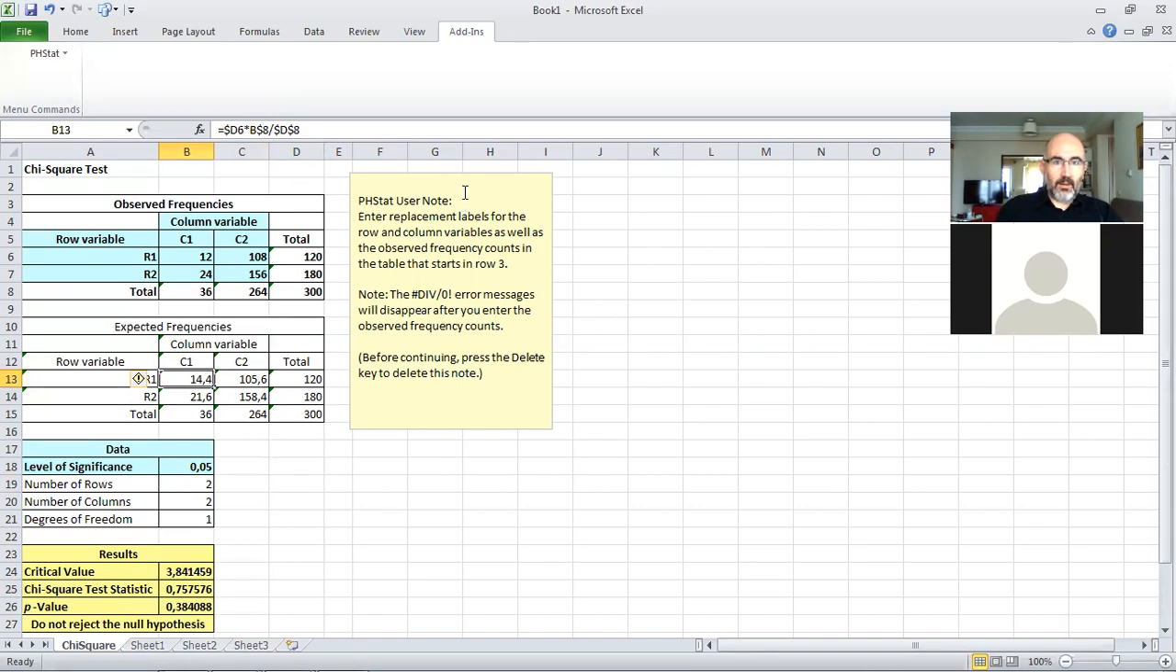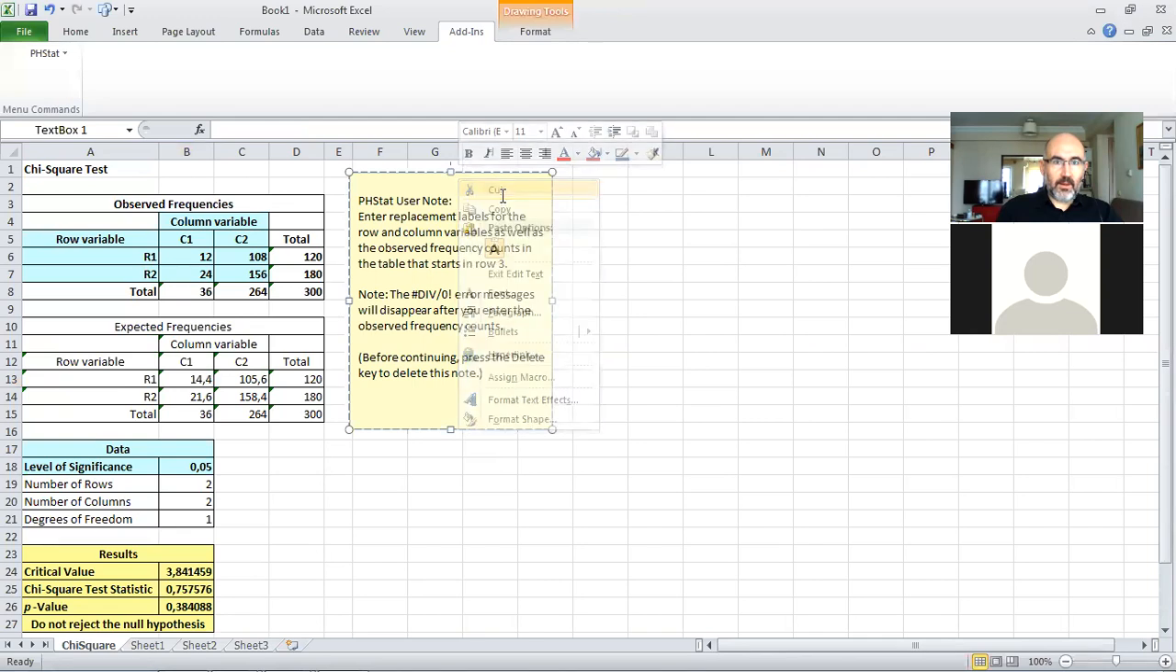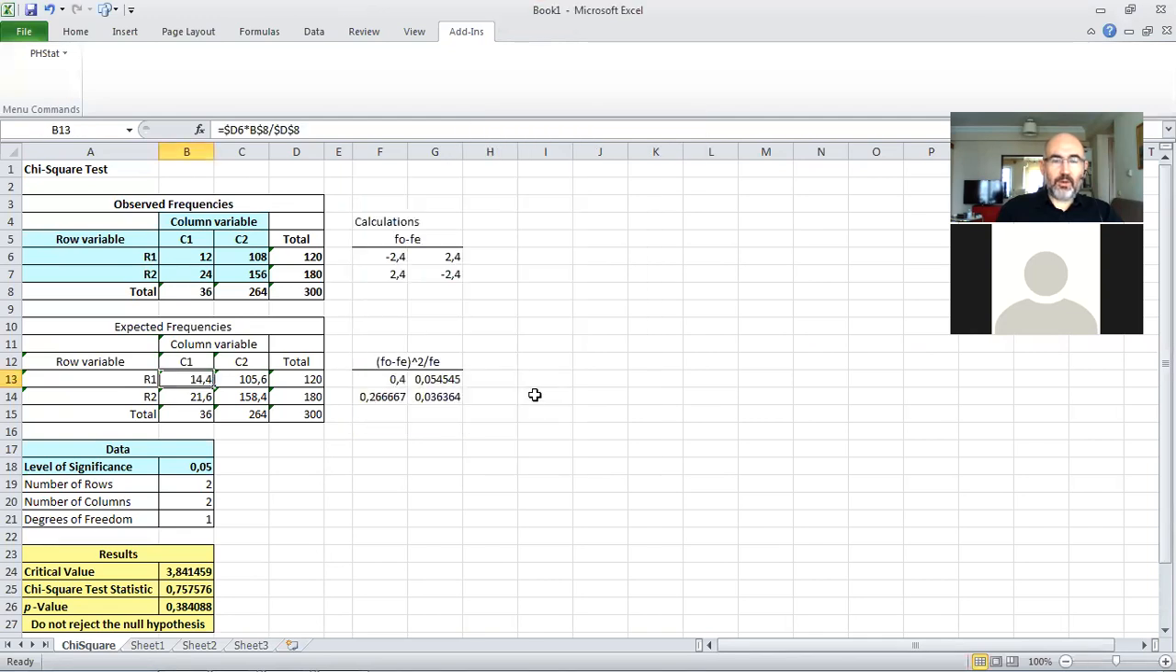So now I'm just gonna cut this out because it hides behind the calculations. Also here, calculations FO minus FE, and then FO minus FE squared divided by FE. So again, once you create this on your own, you have the contributions to the chi-square statistic of each of the cells, the four cells. Now, when you add all of these, that is your 0.75, that is your chi-square statistic, sum F13 to G14, okay?